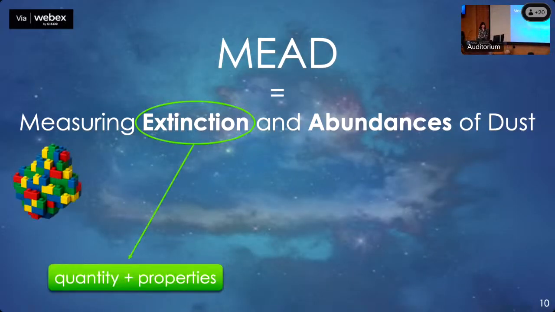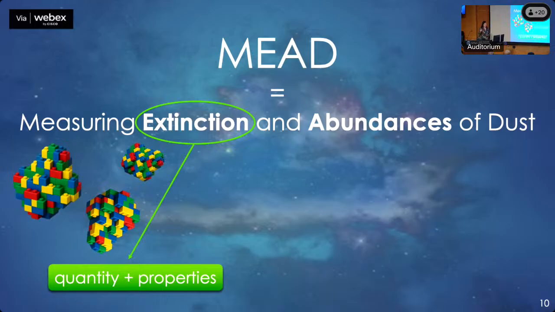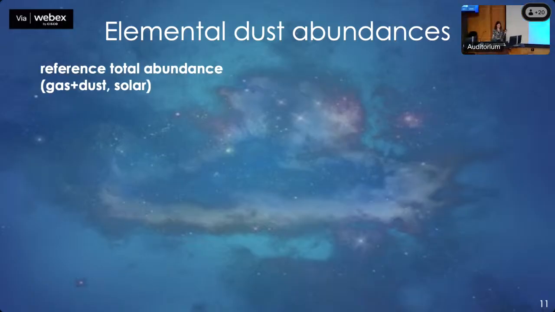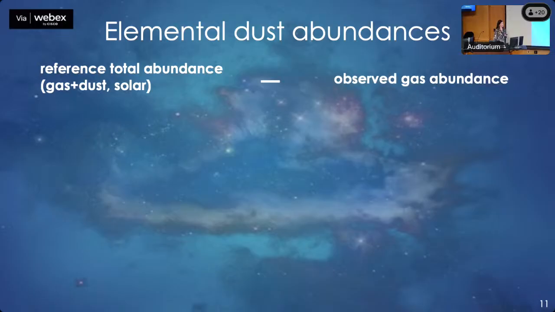Okay, so extinction features tell us how much of certain types of dust grains there is, and also give us clues about the properties of these grains, like their shape, their size, and the composition. So now moving on to the abundances of dust. At this time of the day, I don't want to throw any equations at you, so just in words, we measure the dust abundance of a certain element by starting from a reference total abundance and subtracting the observed gas abundance for that element.